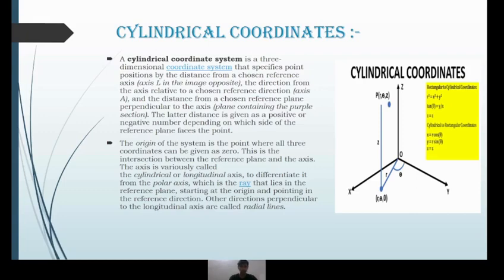The axis is variously called the cylindrical or longitudinal axis, to differentiate it from the polar axis, which starts at the origin point in the reference direction. Other directions perpendicular to the axis are called radial lines.